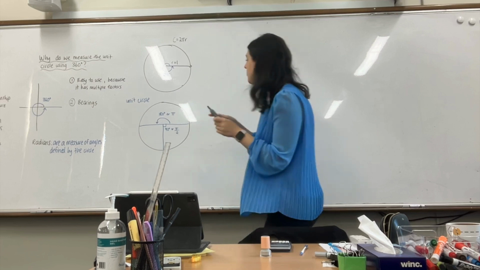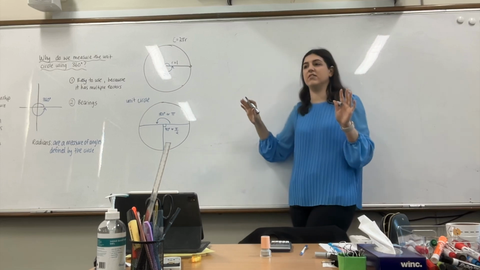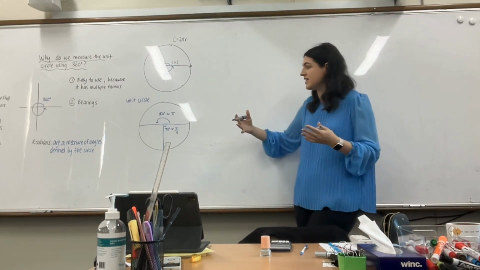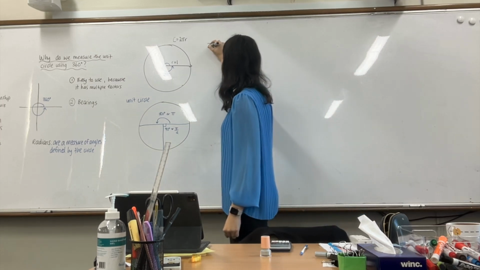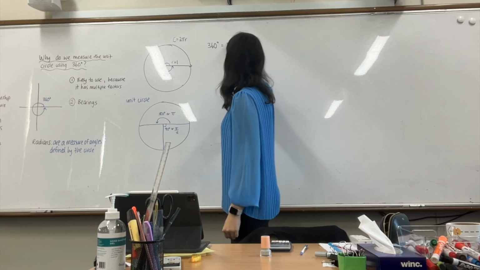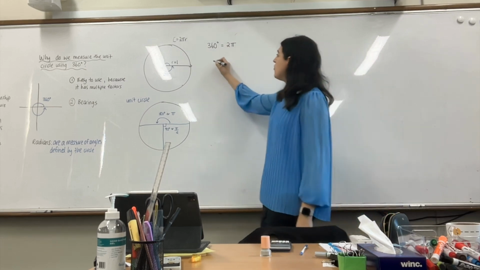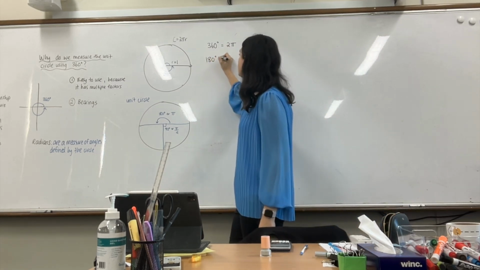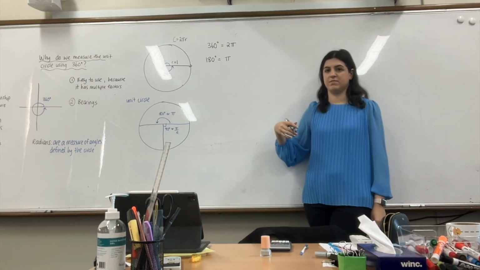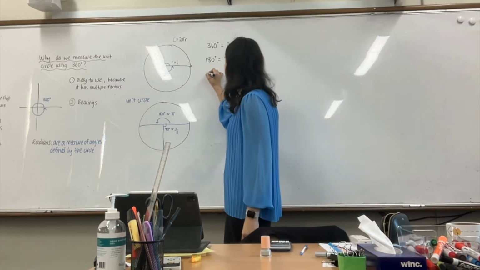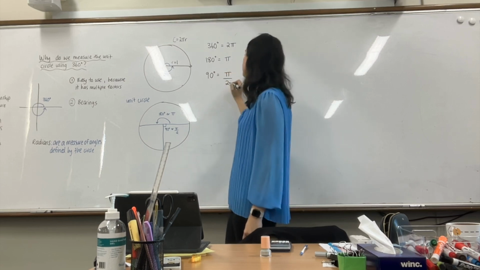So, what I'm going to do is write down the main angles that we commonly use, and I'm going to write them in radians. So here, we had 360 degrees. That's the same as 2 pi. I'll write down here as well, 180 degrees is the same as pi, because it's half of 360. Then 90 degrees, which is half of 180, is pi over 2.